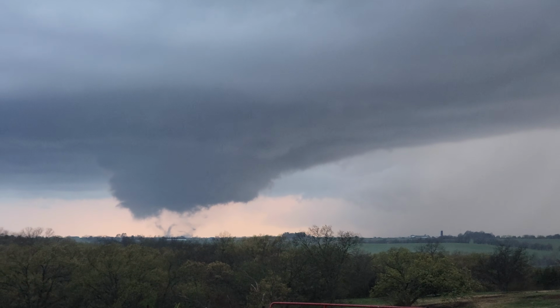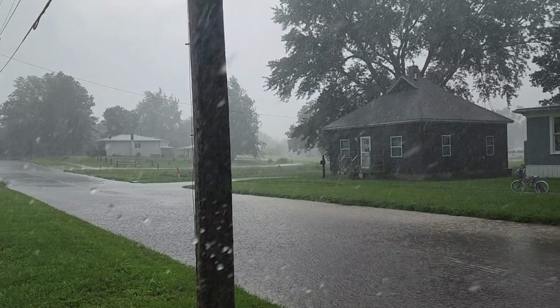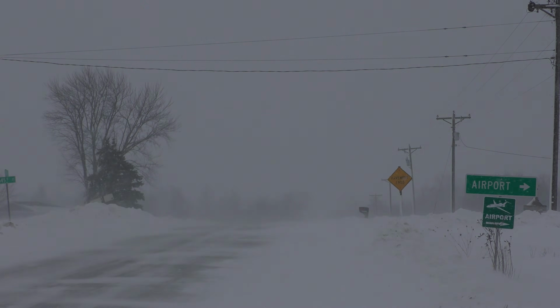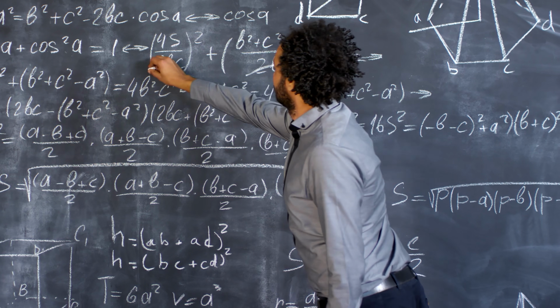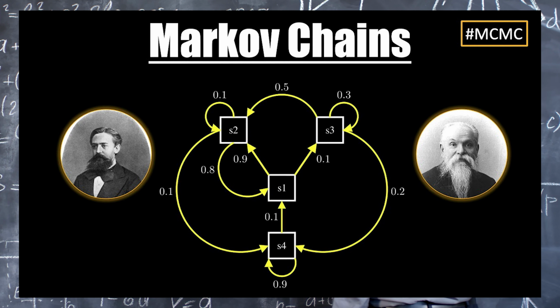What if you could predict tomorrow's weather just by knowing today's weather conditions and a list of historical probabilities? That simple idea powers one of the most useful tools in math and data science, the Markov chain.